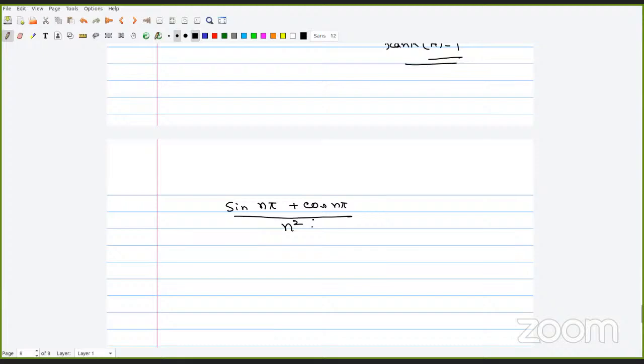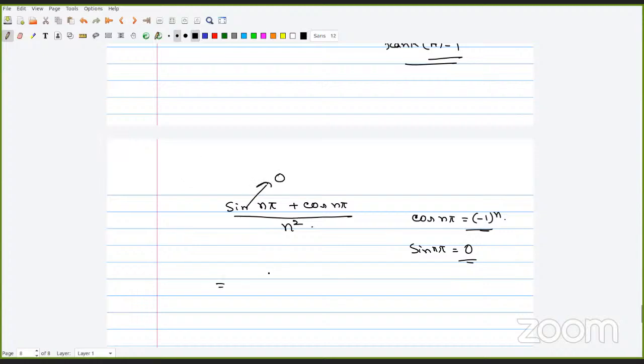What is the value of cos of n pi for any n? This depends on n. So what is cos pi? It will be -1. What is cos 2 pi? It is 1. Cos 3 pi is -1. So cos n pi is basically (-1)^n, right? What is sin n pi? Sin pi is 0, so sin n pi is always 0.